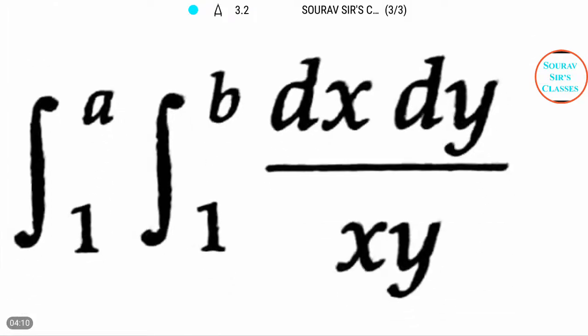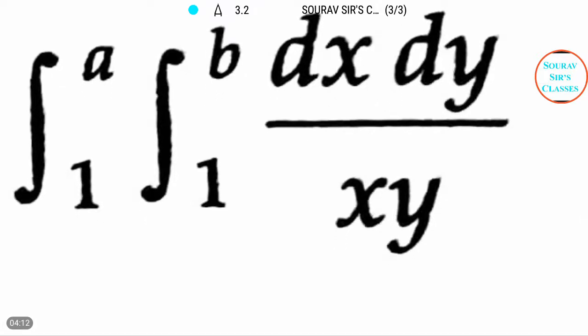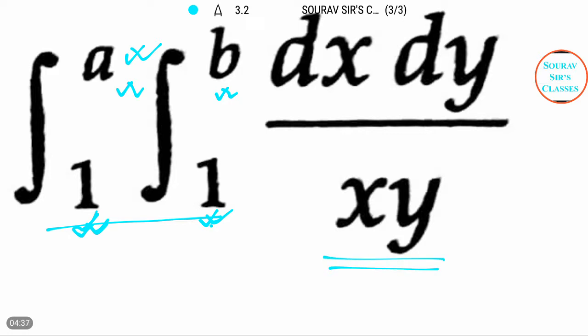And here is the next question. Again, it's an application of double integration. Our question is integration 1 to a, where the upper limit is a and the lower limit is 1, again integration of 1 to b, where the upper limit is b and the lower limit is 1, of dx dy by xy. So we will have to solve this.